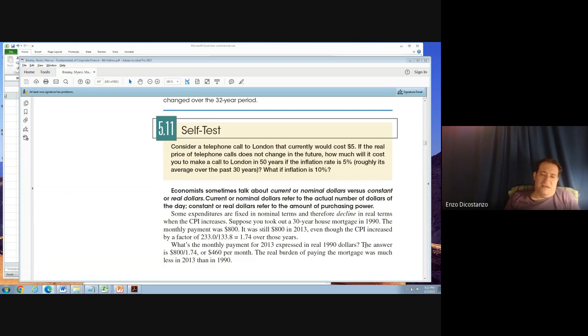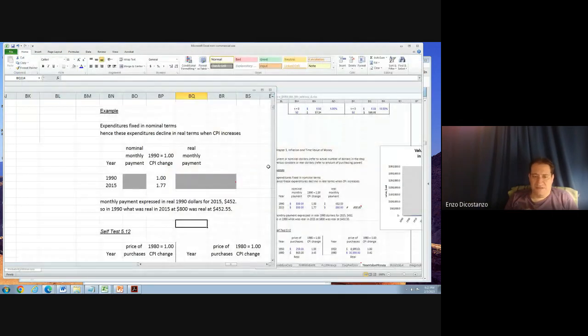But so, looking at this, obviously if you're paying nominal rates, you're going to pay $800 over the whole 30 years of the loan. But what would this look like in real 1990s dollars? It says 2013 dollars is really what it means. What's the monthly payment for 2013 expressed in real 1990s dollars based on the CPI? In other words, what $800 bought in 1990, some other number buys today. So you're paying 800 in 1990, and you're paying 800 here.